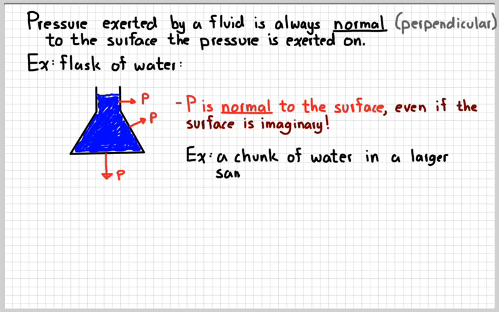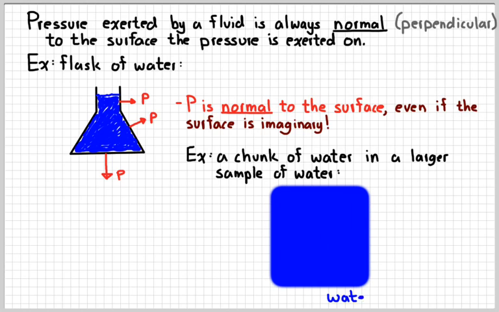So suppose that we have a large sample of water, and we just take a small chunk out of it. It's like that triangle represents a piece of the water that we want to study. Well, the pressure on that piece of water is always perpendicular to the surface relative to the other water surrounding it. So the pressure on that triangle chunk of water that we randomly picked out would look something like that.